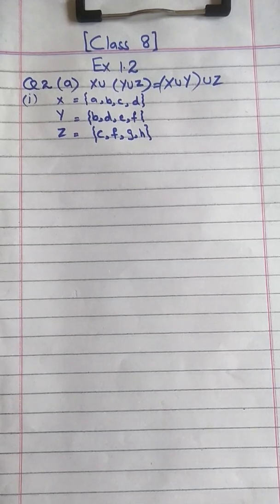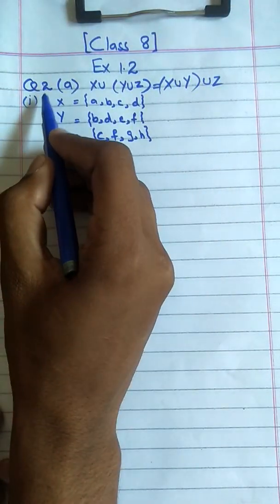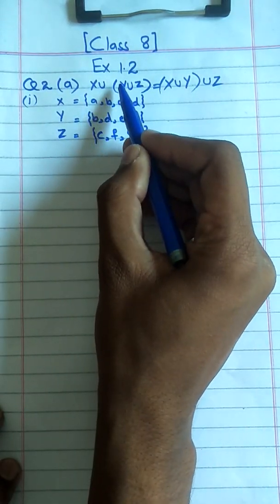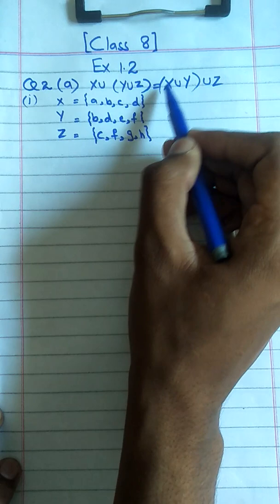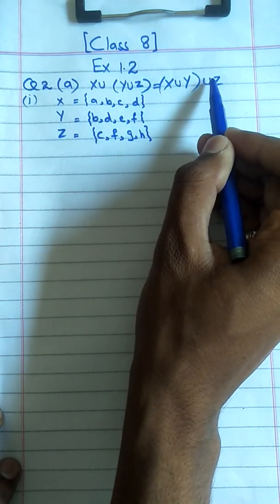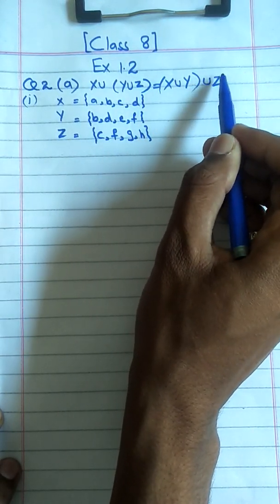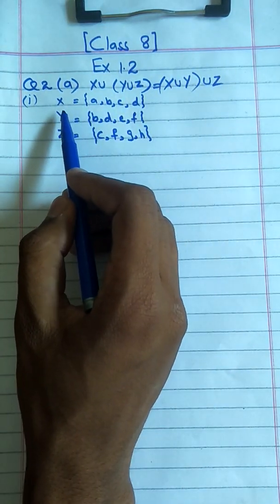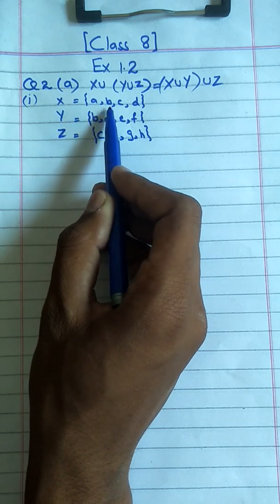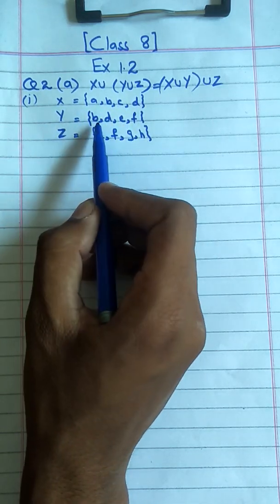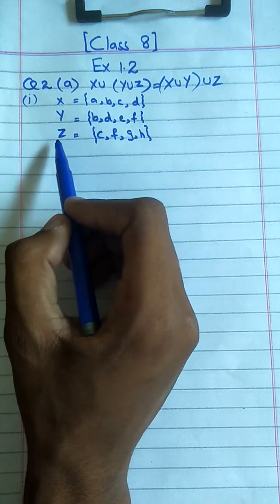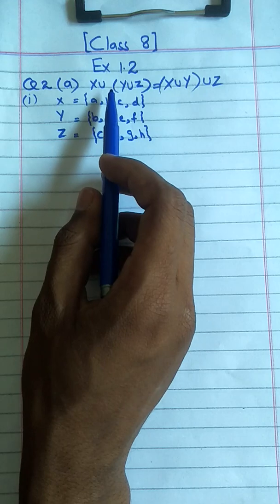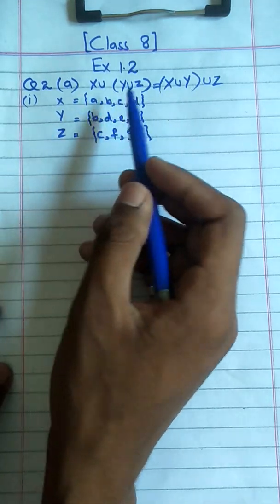So students, let's see question number 2, part A: X union (Y union Z) is equal to (X union Y) union Z. X belongs to the set A, B, C, D; Y belongs to B, D, E, F; Z belongs to C, F, G, H. We have to verify this associative law over union.